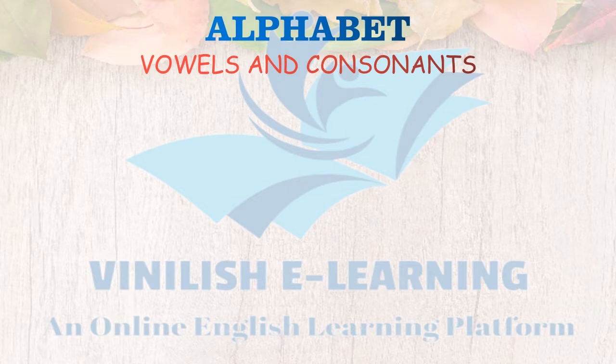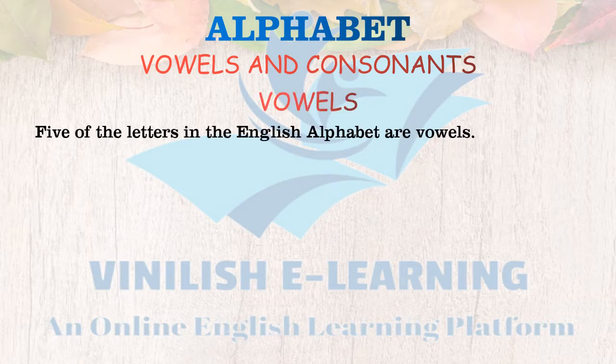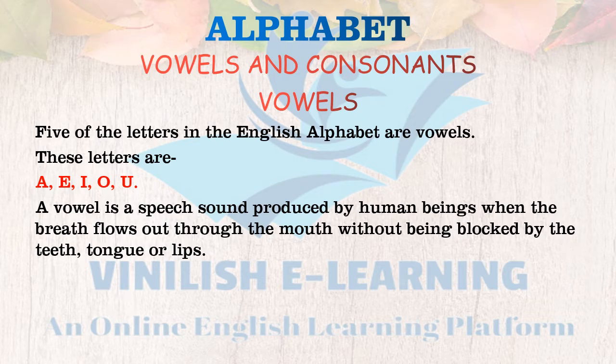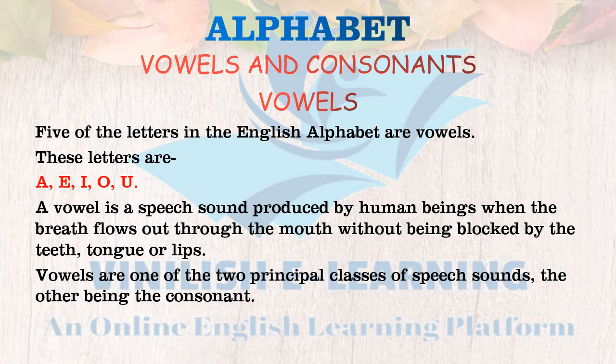Vowels and consonants. Vowels. 5 of the letters in the English alphabet are vowels. These letters are A, E, I, O and U. A vowel is a speech sound produced by human beings when the breath flows out through the mouth without being blocked by the teeth, tongue, or lips. Vowels are one of the two principal classes of speech sounds, the other being the consonant.